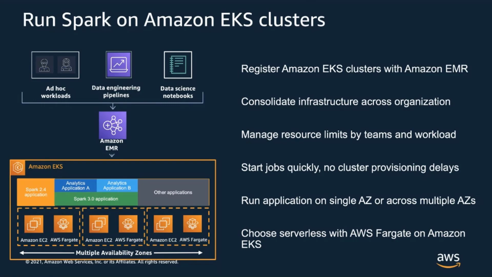So the diagram on the bottom left-hand side there, that shows a typical EKS cluster. It's spread across multiple availability zones, and each availability zone can be comprised of EC2 node groups or Fargate serverless. So what happens there is you can run EC2 and Fargate together. You have your applications on top of that, so you can run your web apps on EKS or whatever other applications you want to there. And then you can have multiple different versions of Spark and multiple different versions of your analytics. So it allows for a lot more flexibility just in terms of deploying new types of work to that cluster.